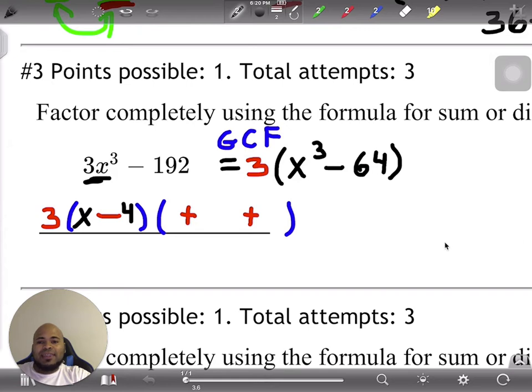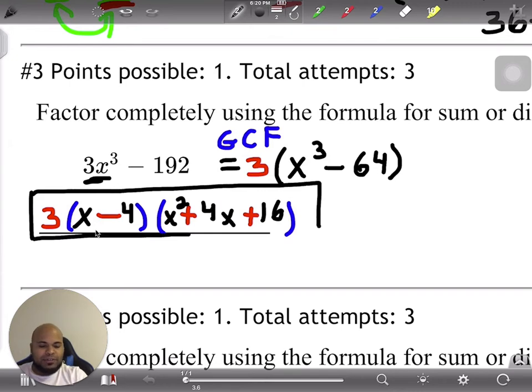Okay. And then I'm going to take this x and square it. So square the first term and write it down. That's x squared. Square the second term and write it last. That will be 16. Okay. And now multiply these two. 4 times x is 4x. And that is completely factored. I hope that this is making sense for you. Some of these things might not be completely factored, but definitely this is completely factored. That's how you factor a difference of cubes.